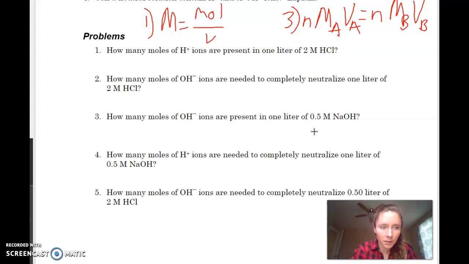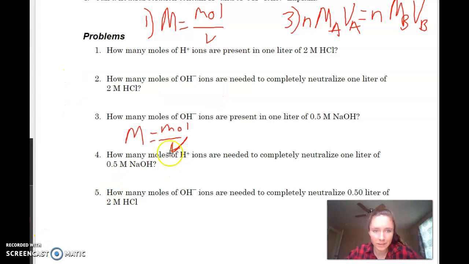So our equation is molarity is equal to moles over volume in liters. Oh, I wrote that in the wrong spot, shoot. Okay, there we go, because we're doing number 3. So molarity equals moles over volume. And again, this equation can be used to describe an acid or a base. In this case, for number 3, we are using it to figure out moles of a base.